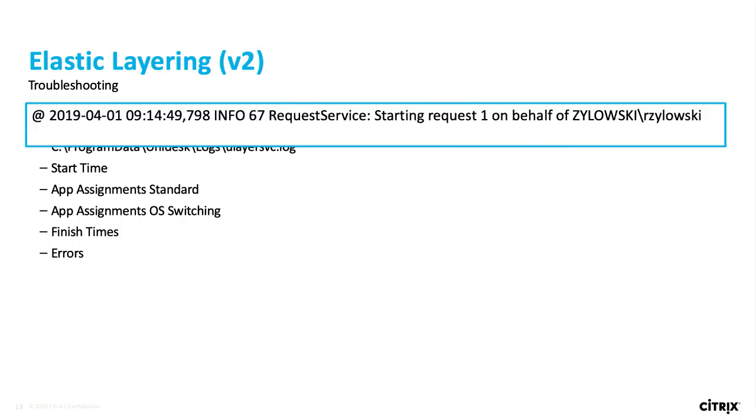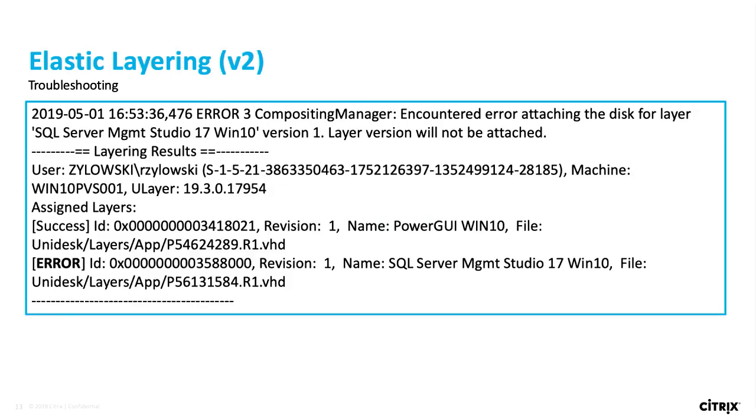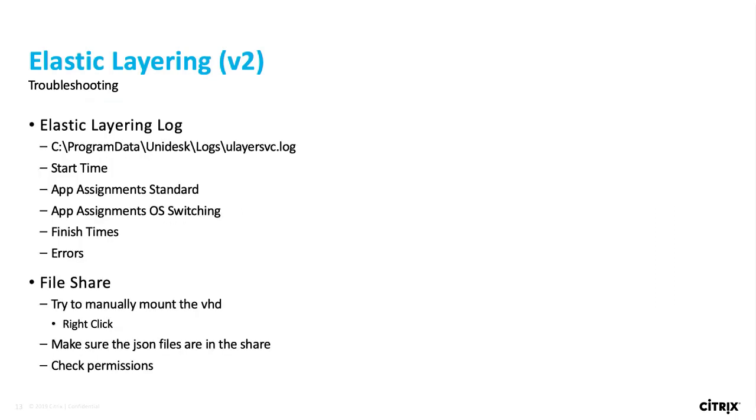And you know, things will look like this. Hey, I'm logging in for this user. I'm mapping these layers, or I'm not mounting these layers for whatever reason. I got an error, I couldn't mount the layer, right? And hopefully some information on why I couldn't do that. If not, at least it tells you to go and look and see what was going on with that layer. But that log is the most important thing in troubleshooting elastic layers.